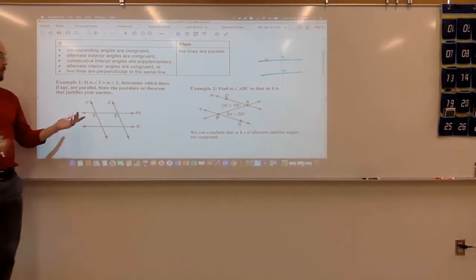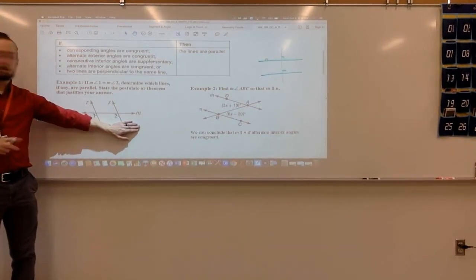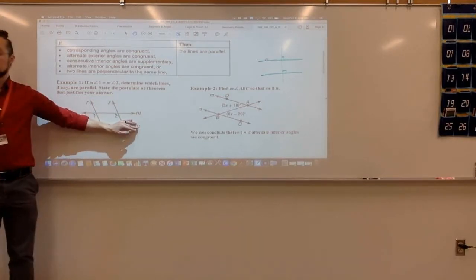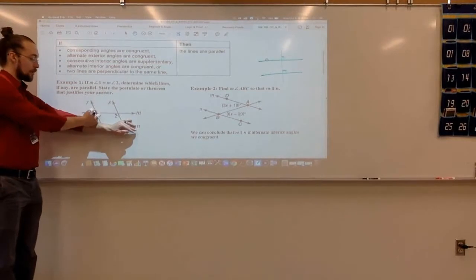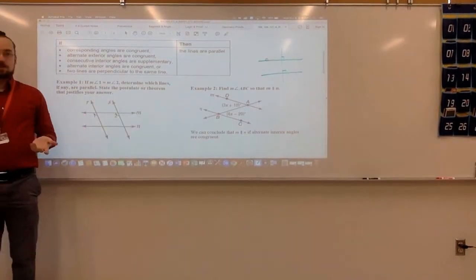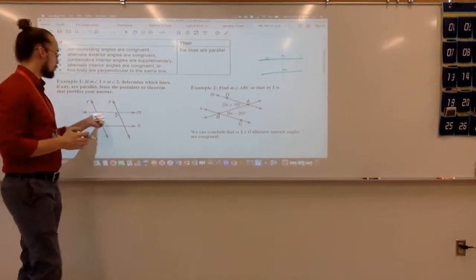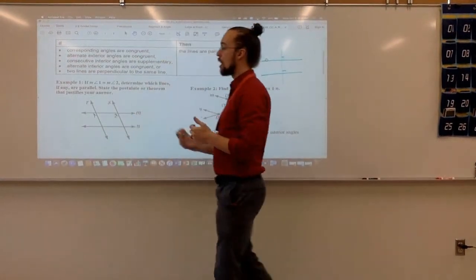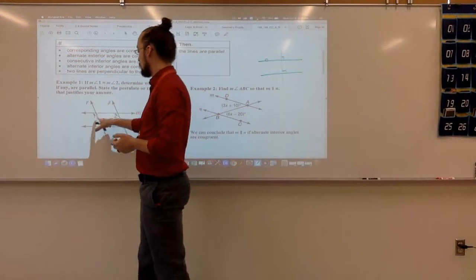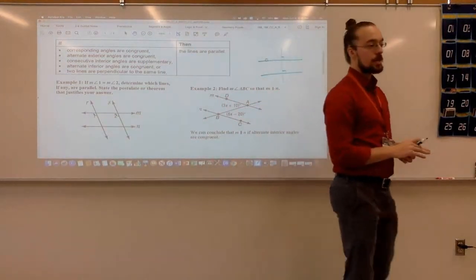So we can at least cover up this bottom half, because now these two angles are in the same position, just on the other line. This one's in the bottom left, this one's in the bottom left. That's corresponding. If two angles are in the same position, just on the other line, that's corresponding. So now, if I know these angles are corresponding and they're the same, which two lines could I say are parallel?